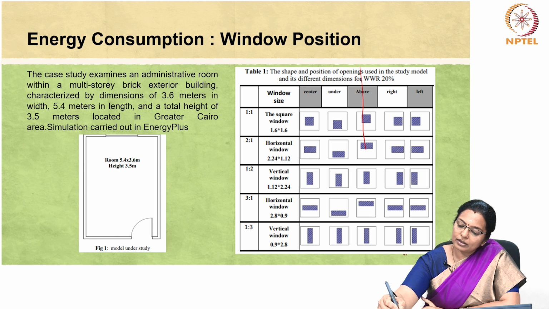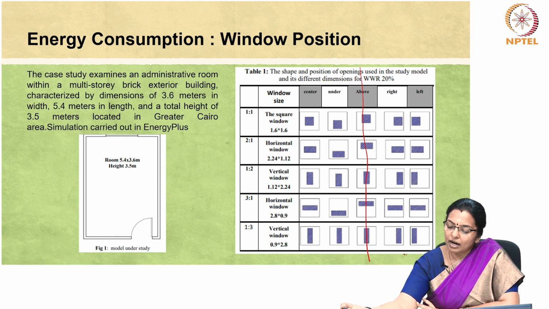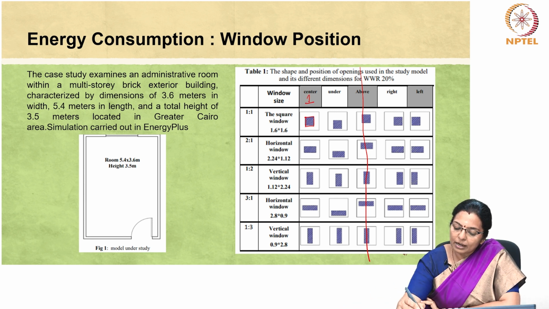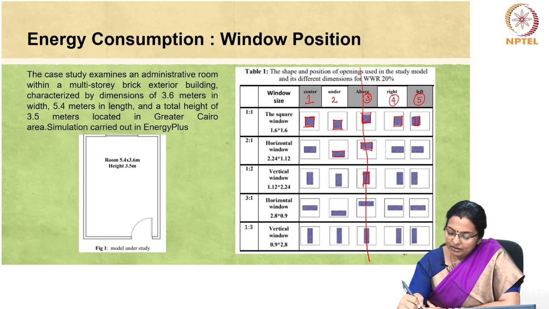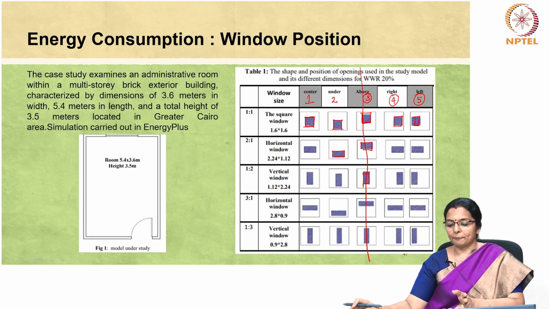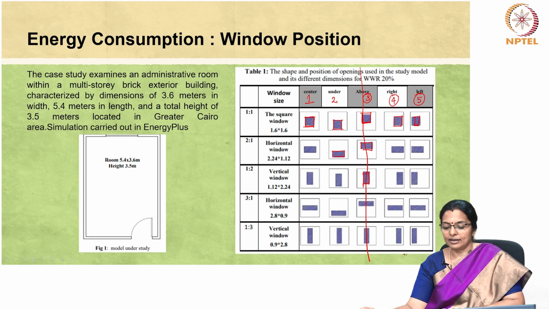The first condition is when windows are placed on the center of the wall. The second condition is when windows are off-centered towards the bottom of the wall. The third condition is when windows are positioned towards the top of the wall or towards the ceiling. The fourth position is when windows are off-centered to the right, and the fifth one is when windows are off-centered to the left. In this manner, there have been 5 windows which are positioned thus. So, 5 windows, 5 positions are selected.